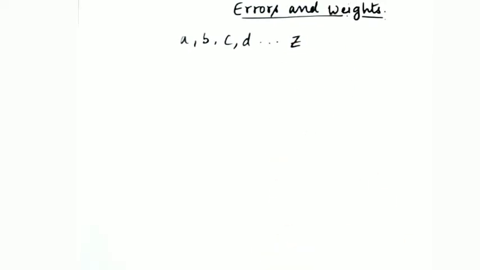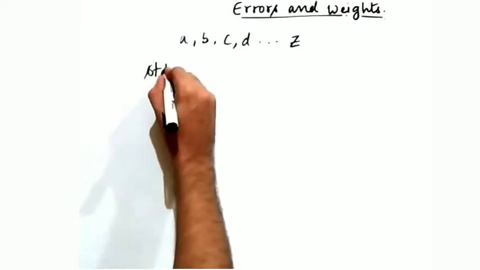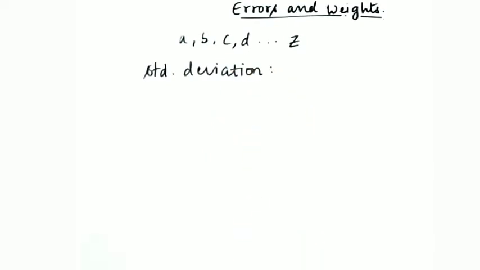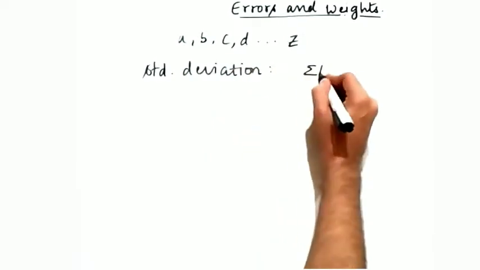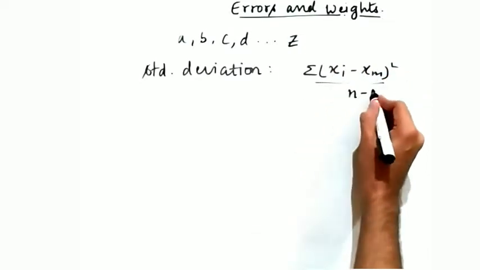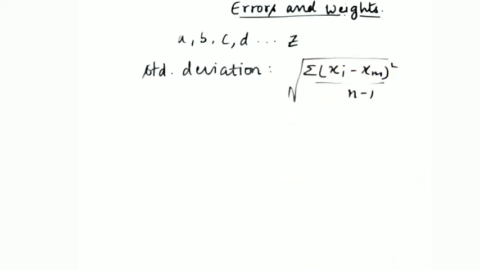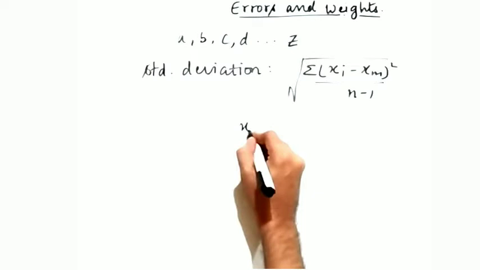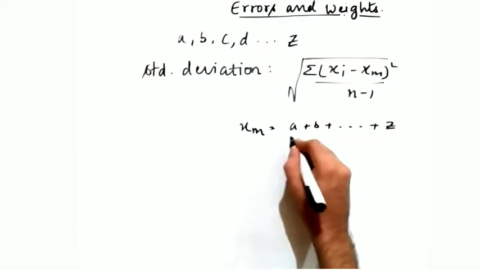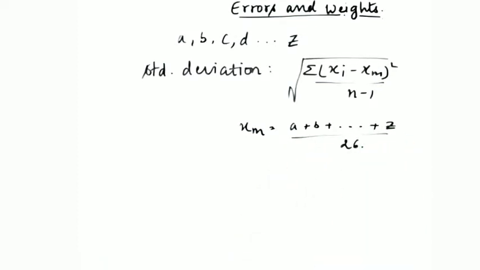The very first and basic thing that the examiner might ask you about is the standard deviation of all the observations. You all know how to calculate the standard deviation. For standard deviation, you take the square root of sigma (xi minus xm) squared divided by n minus 1. First, you calculate the mean of all the observations, A plus B plus up to Z divided by 26. This is how you calculate xm.